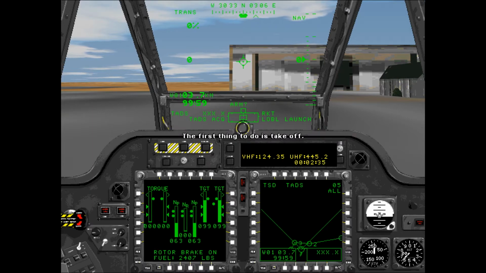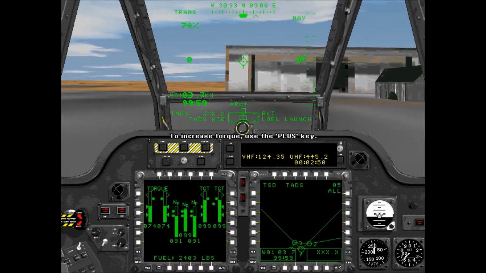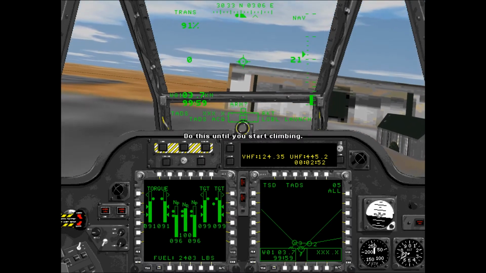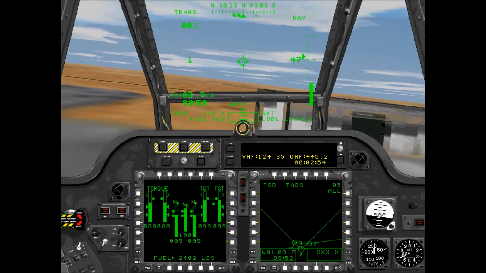The first thing to do is take off. Let's turn on your engine. To start the engine, press the R key. Increase your torque until the aircraft begins climbing. Climbing torque for takeoff is 90%. To increase torque, use the plus key. Do this until you start climbing.